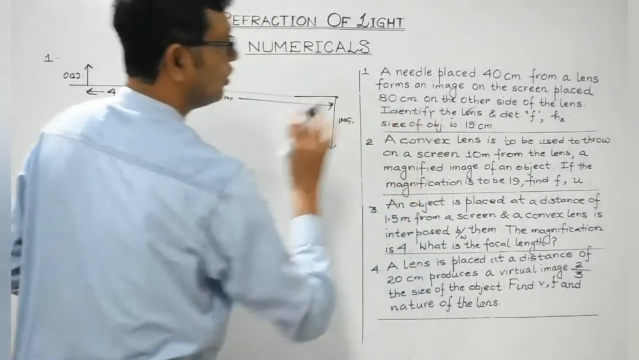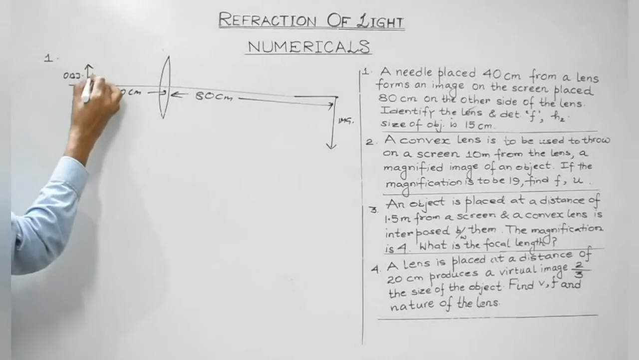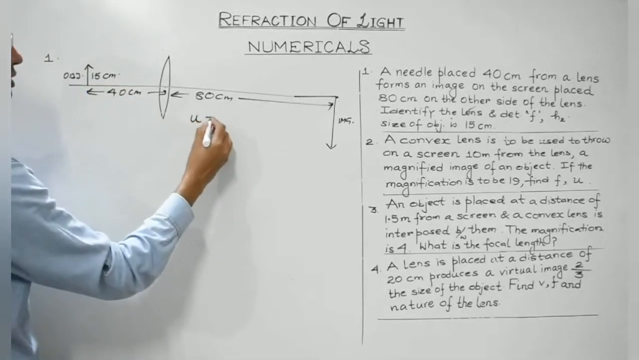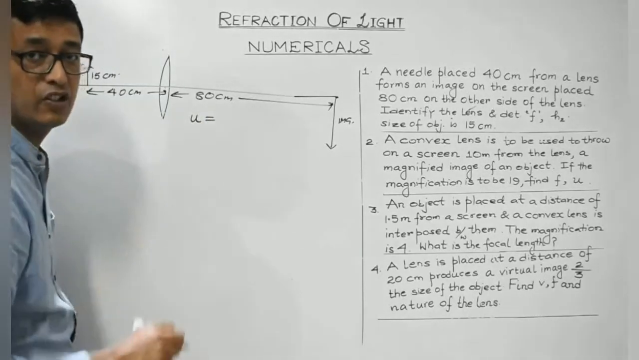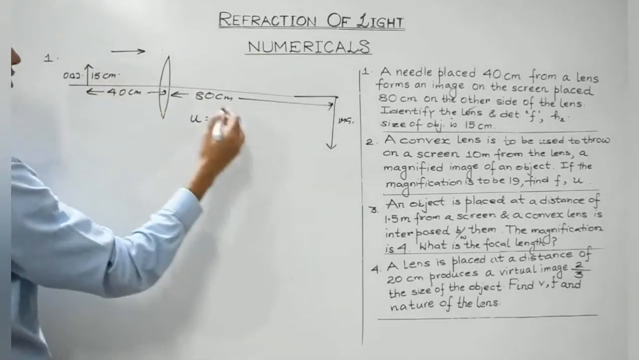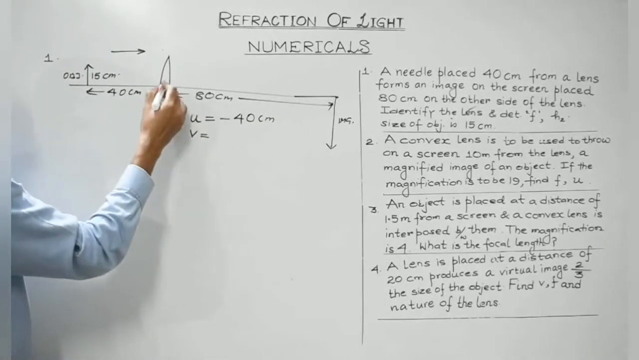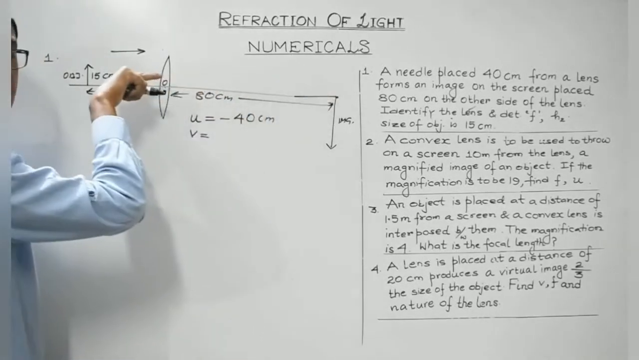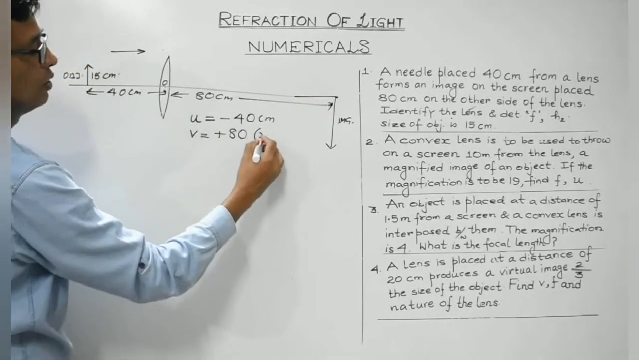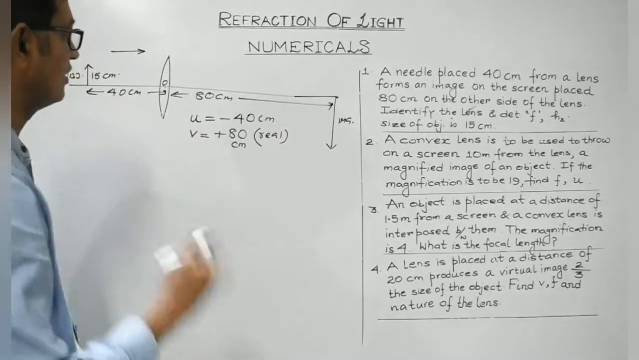Determine H2, that is the size of the image, if the size of the object is given to be 15 cm. So what to do is, write all the given data. Make use of sign convention. Incident ray is along this direction, left to right. So U is measured against the direction of the incident ray, so it is minus 40 cm. V, measured from the optical center along the direction of the incident ray, is positive, so it is plus 80. Also, for a real image, V is always positive in case of lenses, right?